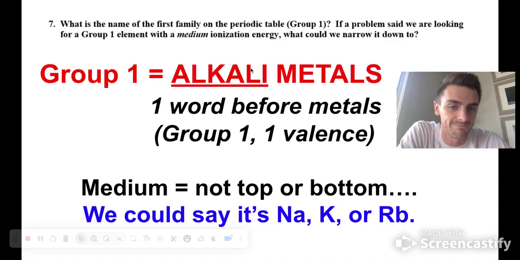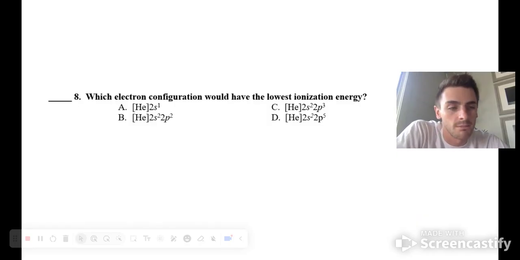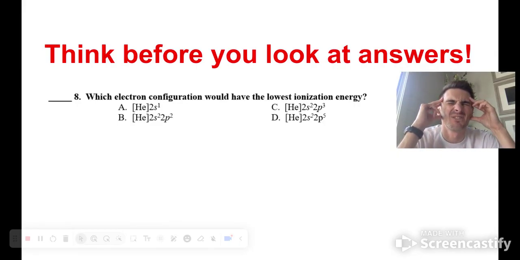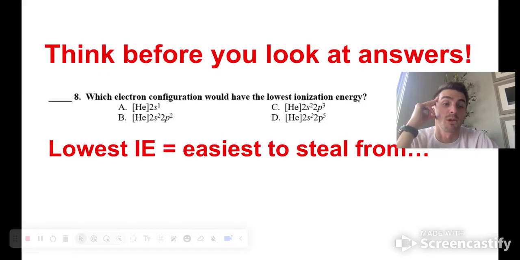They'd be medium. Number 8, make sure, and I think I wrote this, know what you're looking for before you go. So it says, which electron configuration would have the lowest ionization energy? That would mean it's easy. It doesn't take very much energy to steal from, so it's easy to steal from. Something that's easy to steal from is not a noble gas. Noble gases are hard to steal from. So really what we're thinking about here with a low IE, it probably only has 1 or 2 valence electrons because it's easy to steal those.